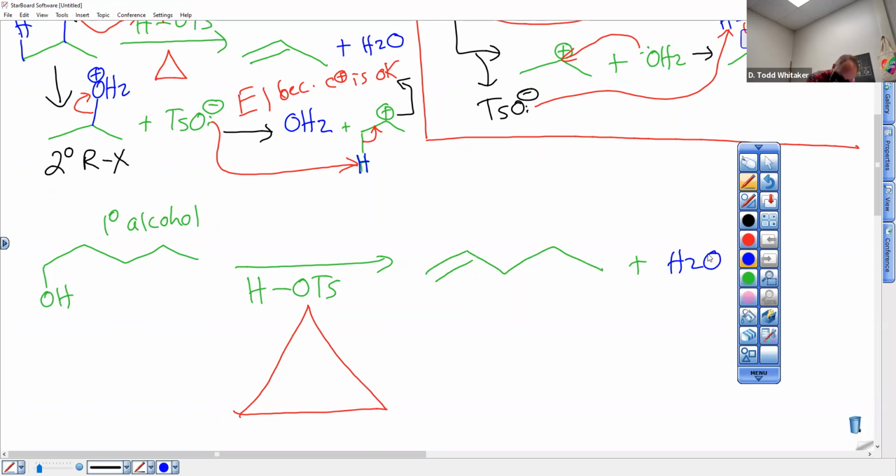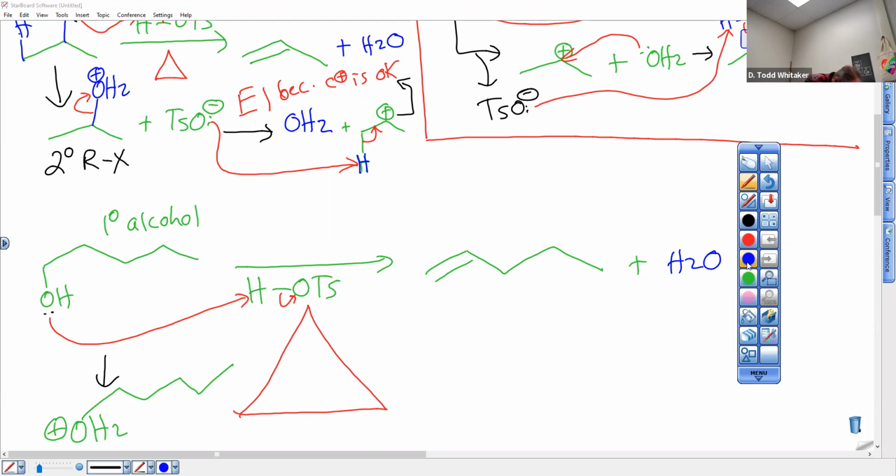First step is exactly the same. Protonate. Make it a good leaving group. Get used to answering that question. Why did you protonate the alcohol? Always the same answer: make it a better leaving group. You've got an oxonium. One, two, three, four, five. Good.